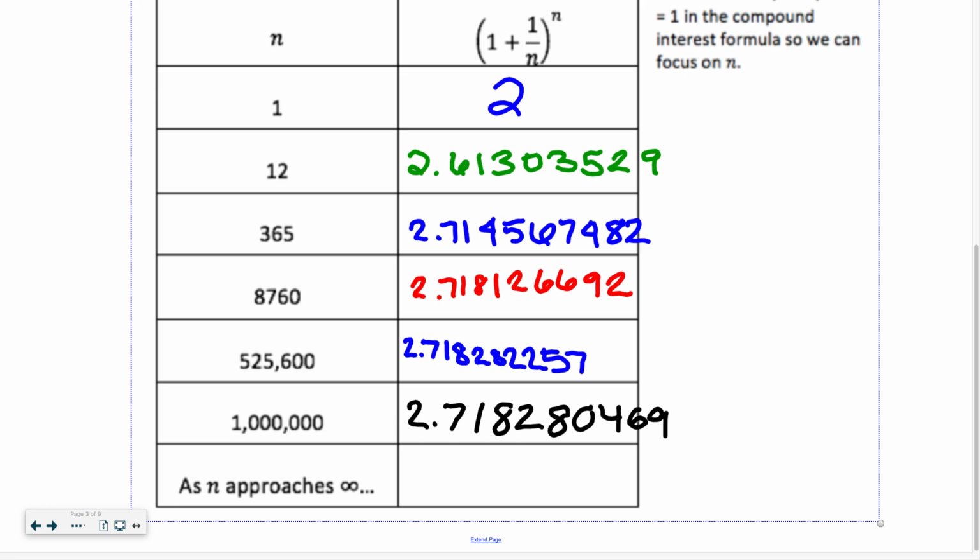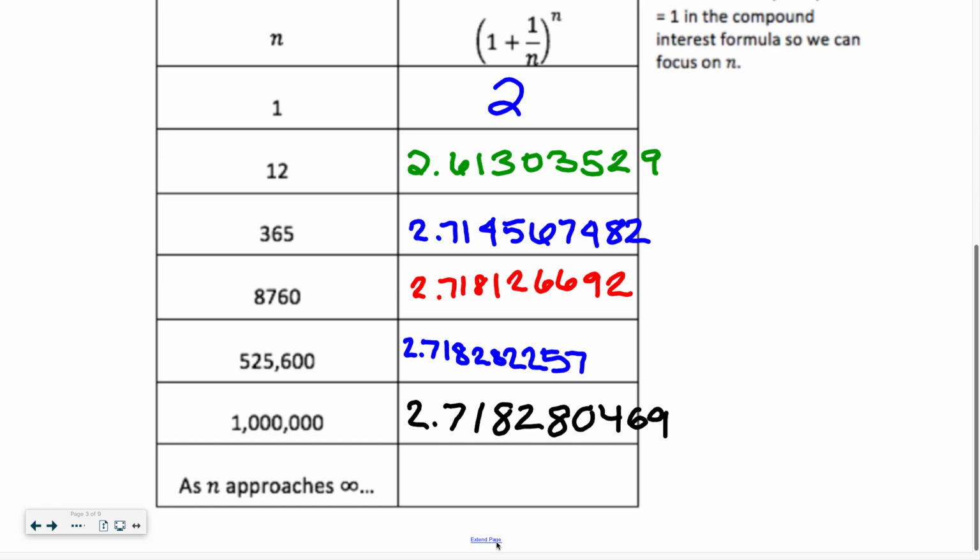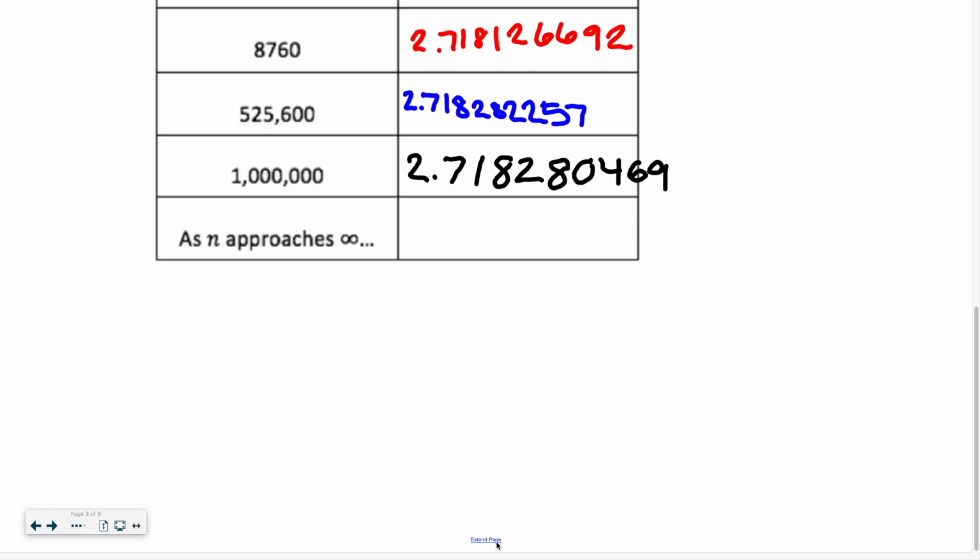So what we say is that as n approaches infinity, and n approaching infinity would mean do a billion, do a trillion, keep going bigger and bigger, this value gets closer and closer to the value e. And so we're going to say that number is e. 1 plus 1 over n raised to the n as n approaches infinity is the number e.